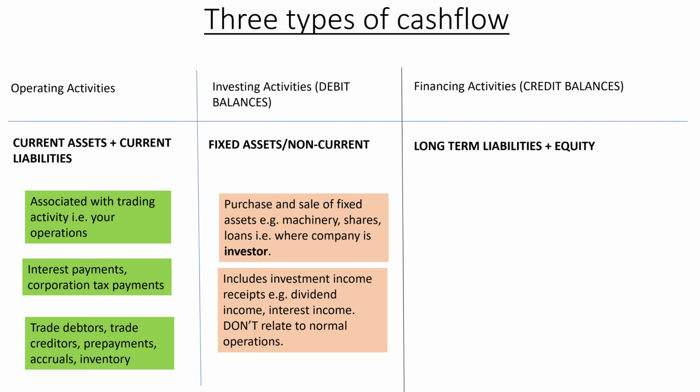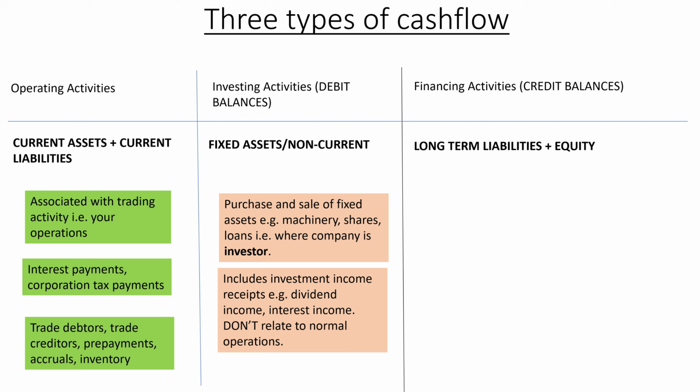We also include in that, if they're cash flows, investment income receipts. So dividend income, where the company's a shareholder, and interest income, where the company's a bondholder. These income streams don't relate to normal operations. Say if you're a candy shop, your interest income and dividend income is something you're doing on the side. It's not to do with your main business.